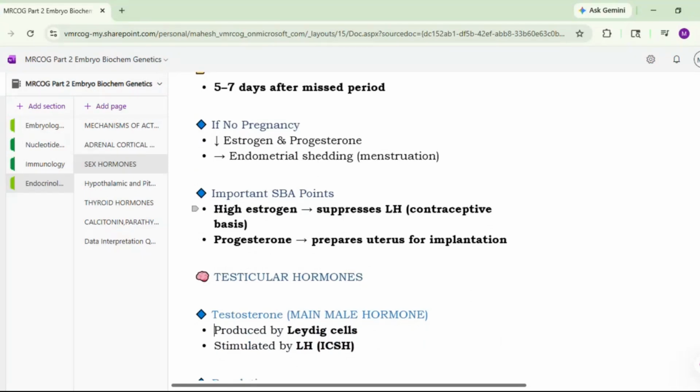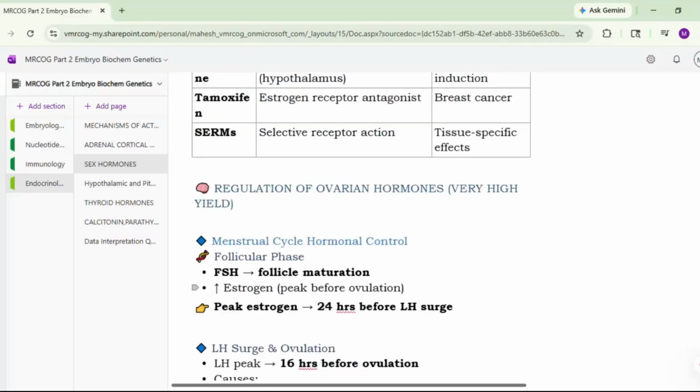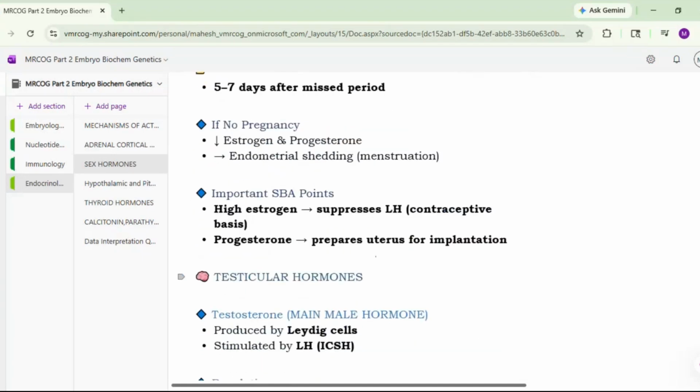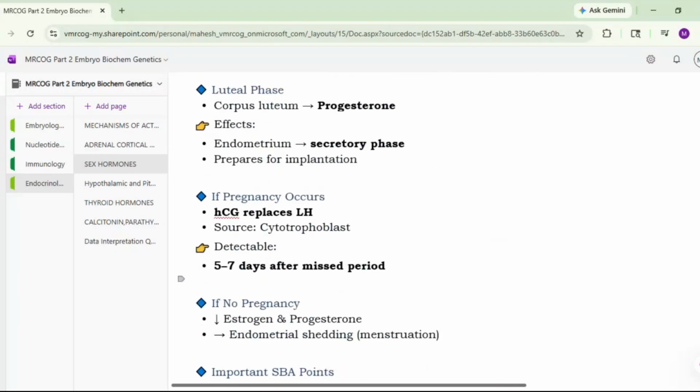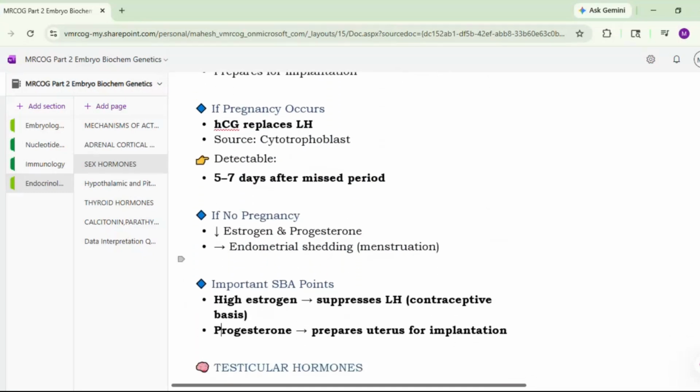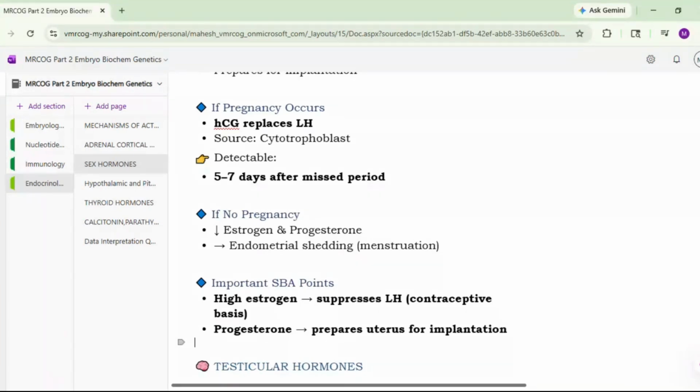Okay, so what we have seen here, this high estrogen level, momentarily, when it is very peaked, will cause the LH surge. But when it remains persistently high, that will cause suppression of the LH. So that is the action which you are getting in the oral contraceptive pills. Okay, so high estrogen will suppress LH, and that has the contraceptive basis. Then progesterone prepares the uterus for the implantation.